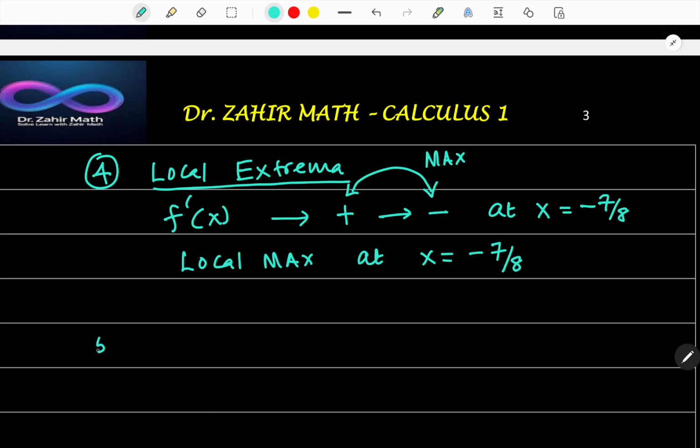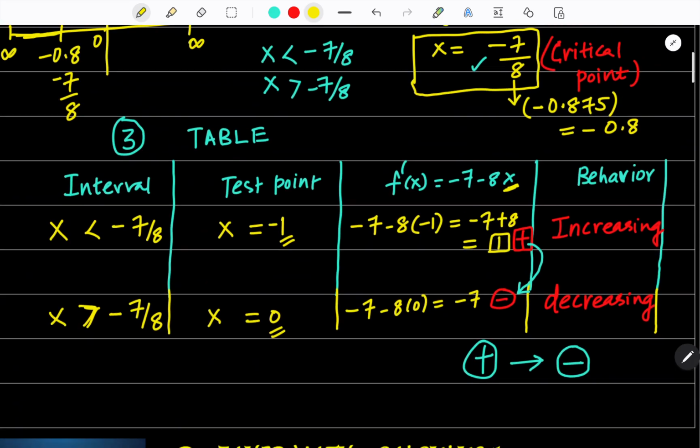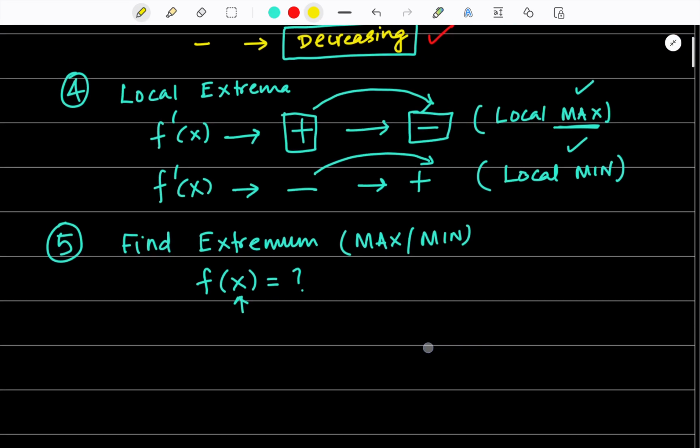Okay, so the next is step number 5. We are going to find the local maximum value. We know where it occurs, we said negative 7 over 8, but what is the value? So we are going to find the local maximum value. What I said is, you have to put it in the function. Look here everybody, you have to put it in the function.